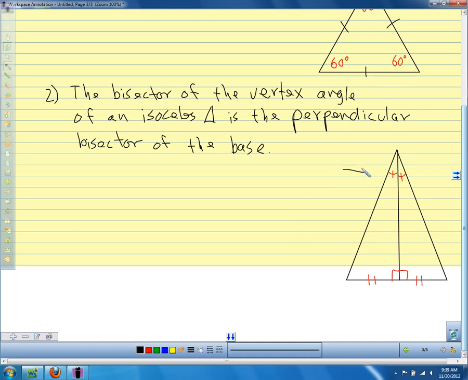So what this is telling us is it cuts the vertex angle in half, and the base is cut in half at a 90-degree angle. So if I cut the vertex angle in half, I end up cutting the base in half at a 90-degree angle. And we know because we said this was an isosceles triangle, so these sides have to be congruent. And that also tells us that these angles are congruent. So we have all kinds of information now about this triangle because it's isosceles, and we've cut the vertex angle in half. Questions on that?